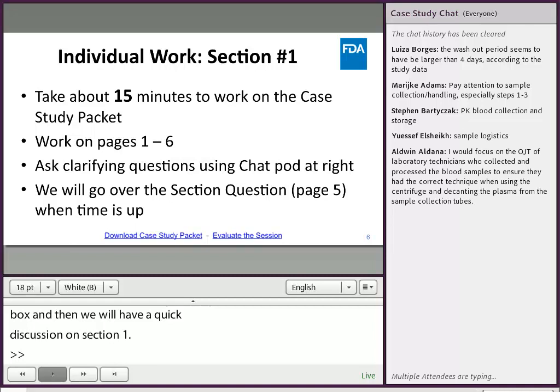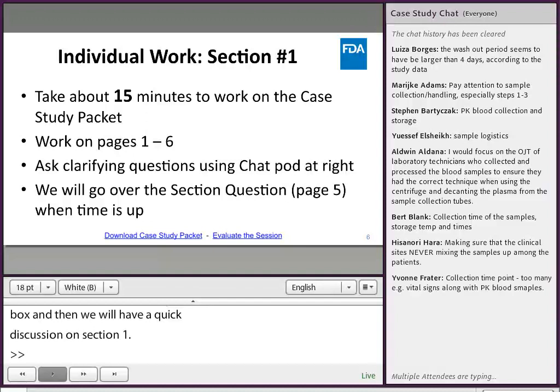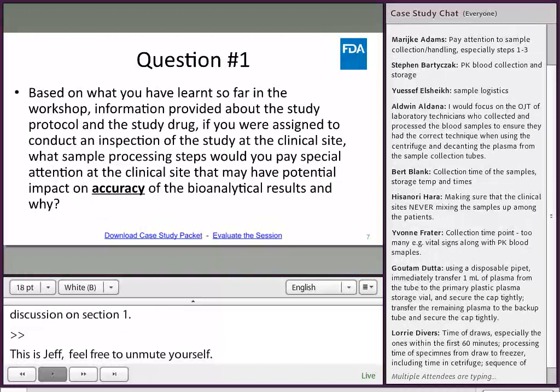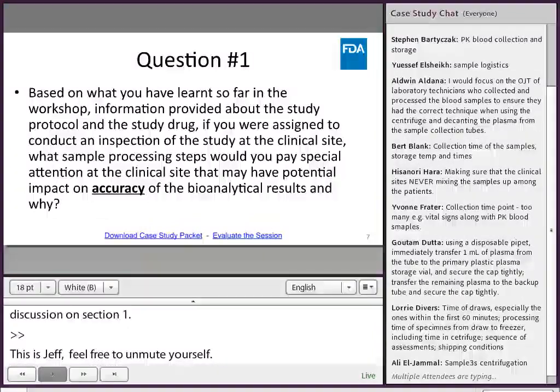Arindam, this is Jeff. Feel free to go ahead and unmute yourself. We can move on to the next slide. You can advance your slide yourself. And please go ahead and lean back a little bit from your microphone. You're coming in a little bit loud. And you can go ahead.